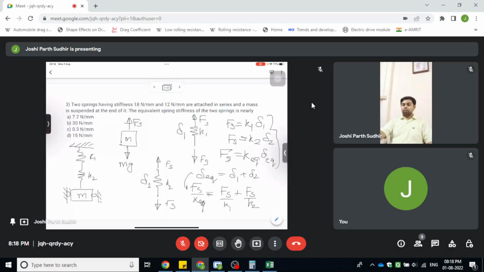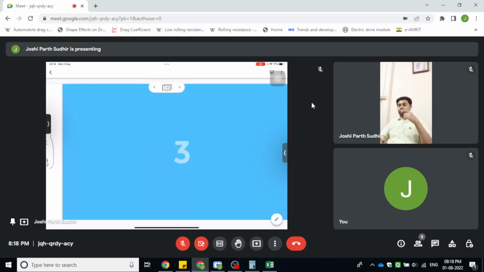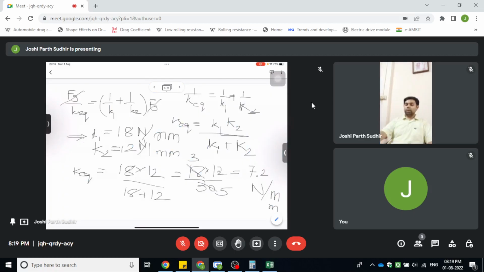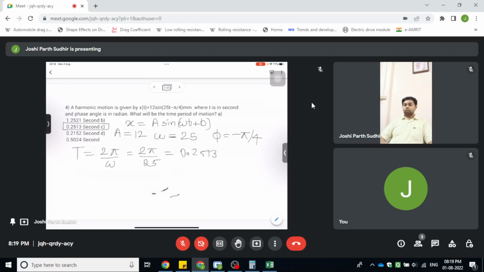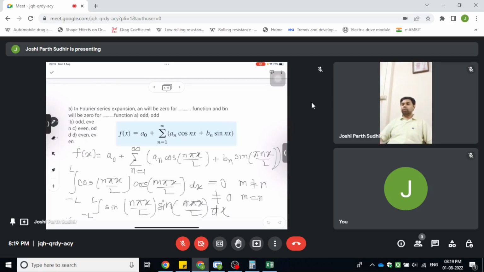Then we discussed how we can find out the equivalent stiffness in different systems. We derived the expressions for the equivalent stiffness in series and parallel. So we also discussed how to calculate simple quantities like the time period and also the natural frequency in terms of the angular frequency. Then we also discussed how the constants in a Fourier series change depending on the nature of the function, whether it is odd or even. We discussed how it affects the value of an and bn.